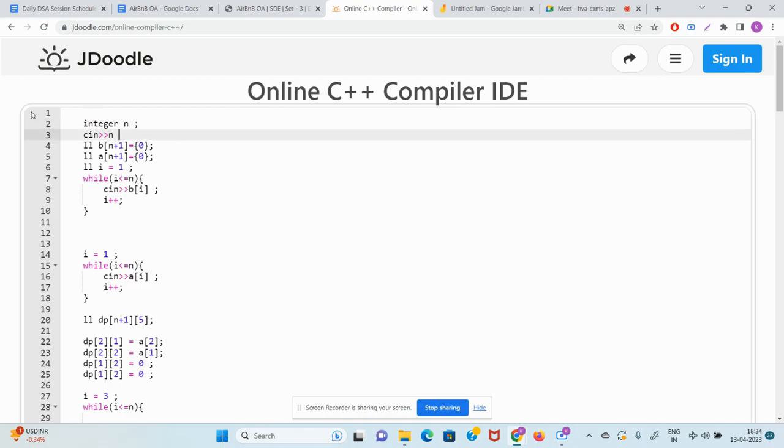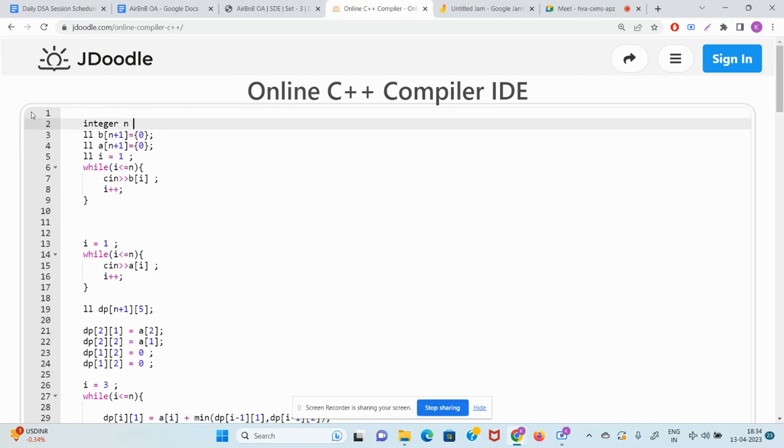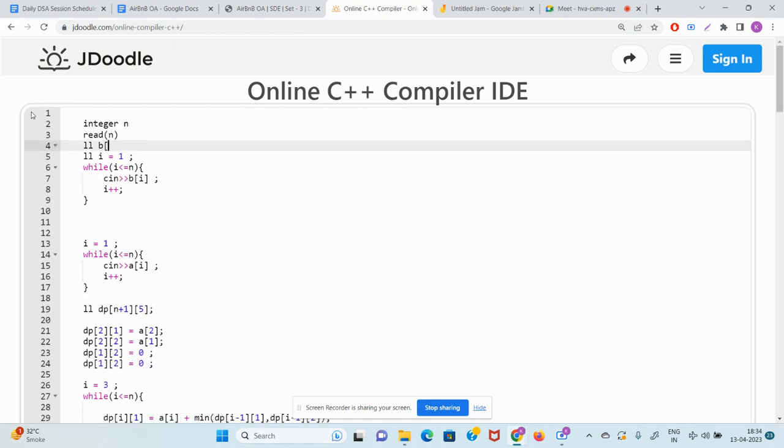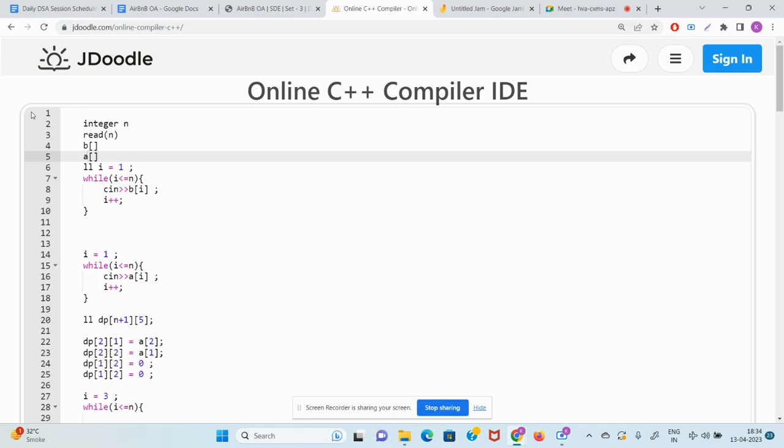Then I will read that integer. Don't worry, this is not C++, okay? Just pseudocode. Now I read the integer, guys. Obviously, you are not new people. You are in pro batch, so you know this is array A, array B. Still, we declare an array B. We declare an array A of size n plus 1.